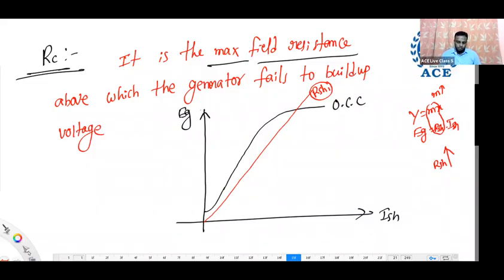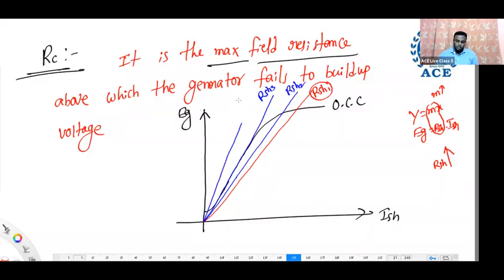Now observe here. I am increasing the slope of the resistance line. Slope increases, now it is RSH2. RSH2 is greater than RSH1, or not? Yes, slope increase means resistance increase. Still I am increasing the slope. At one instant, the slope of the line is almost tangent to the OCC. RSH3 is tangent to the OCC. Still increase the slope.